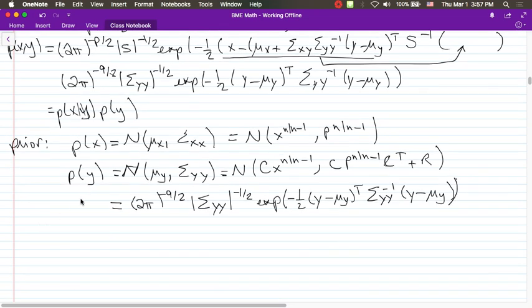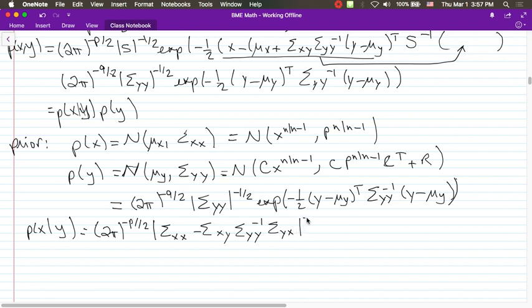So now from this I can tell you what's P of x given y. P of x given y is what's remaining. So P of x given y is this part here, this term up here. Let's write it out. That's 2 pi to the minus p over 2 times the determinant of S. S was sigma xx minus sigma xy, sigma yy minus 1, sigma yx. The determinant of this, find the square root of it, multiply it by the exponential.